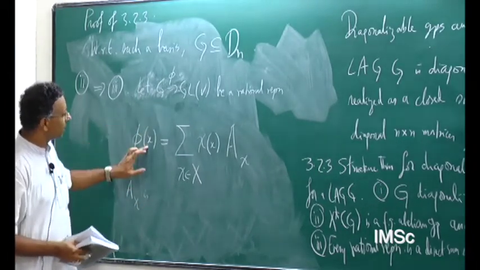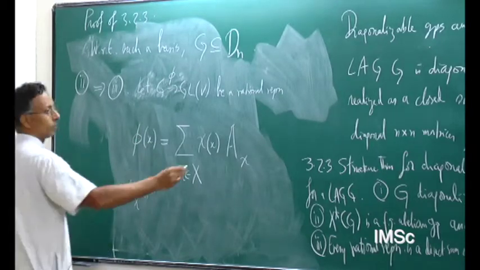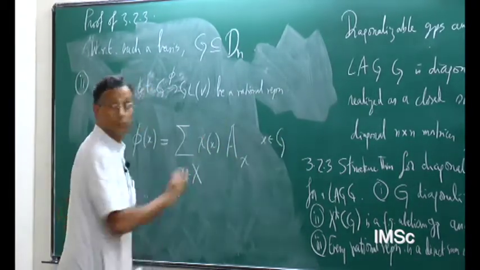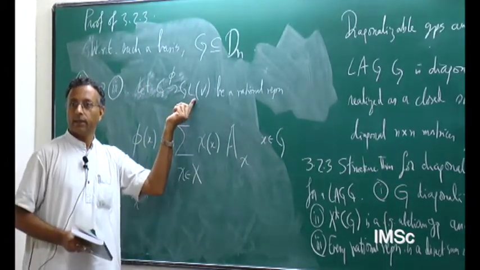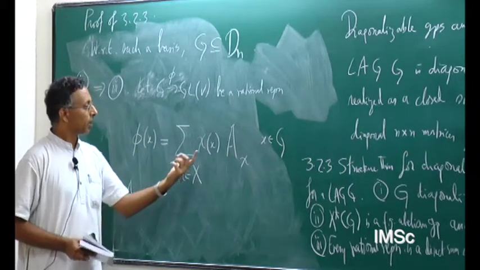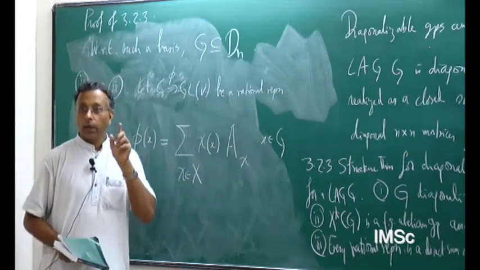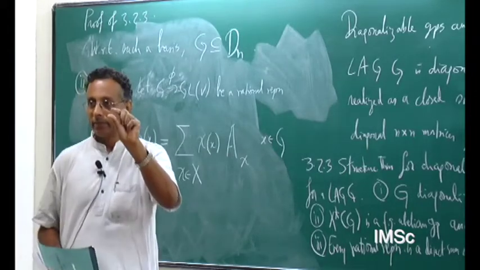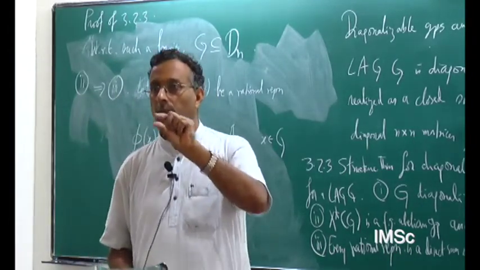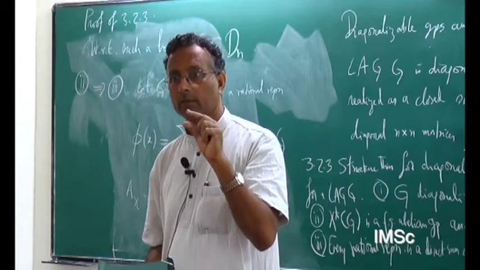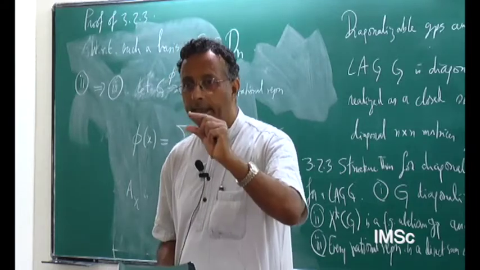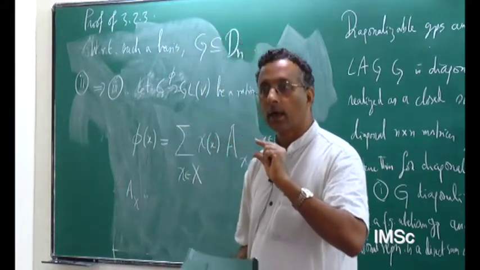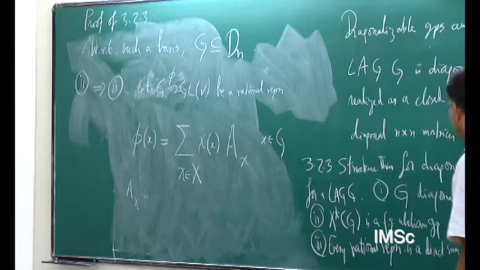So phi of x is in G. What is phi of x? You can think of it as an n cross n matrix. Now, I look at the 1, 1 entry, right? So the 1, 1 entry is a function. Correct? Now, I can write it as a sum of characters.